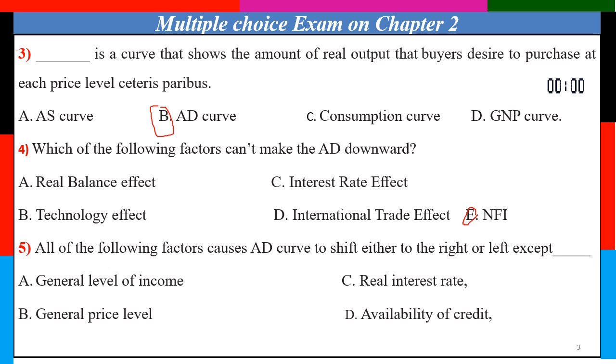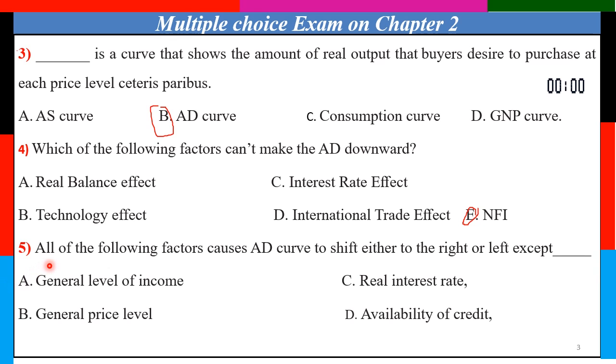The answer is E. Net factor income doesn't make the aggregate demand curve downward sloping. The real balance effect, technology effect, interest rate effect, and international trade effect cause the aggregate demand curve to be downward sloping.